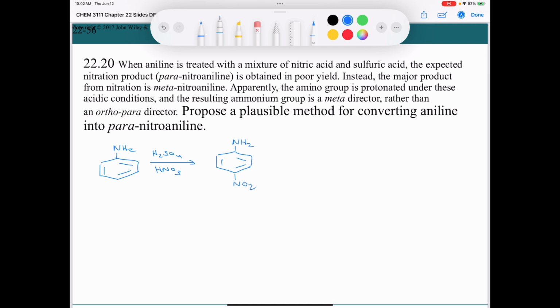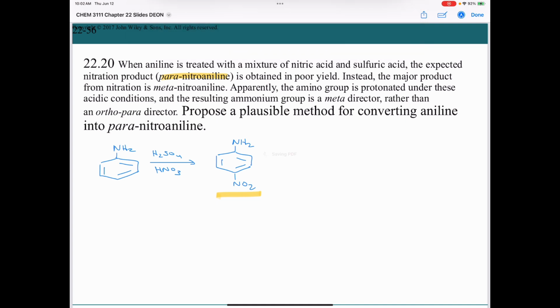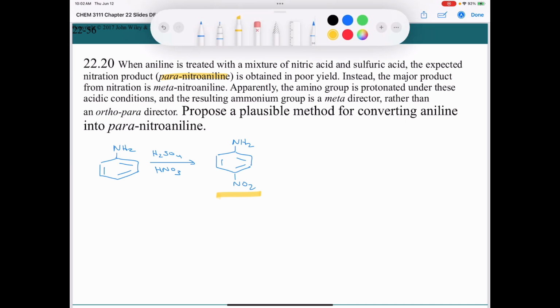Well, let's read on. It says the expected nitration product, para-nitroaniline, this compound, is obtained in a poor yield. Instead, the major product is meta-nitroaniline. Okay, so apparently the amino group is protonated under these acidic conditions, and the resulting ammonium group is a meta-director rather than an ortho-para director.